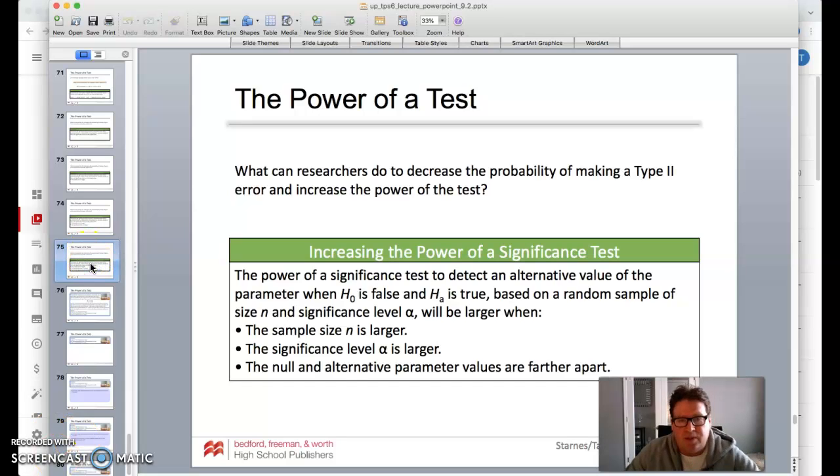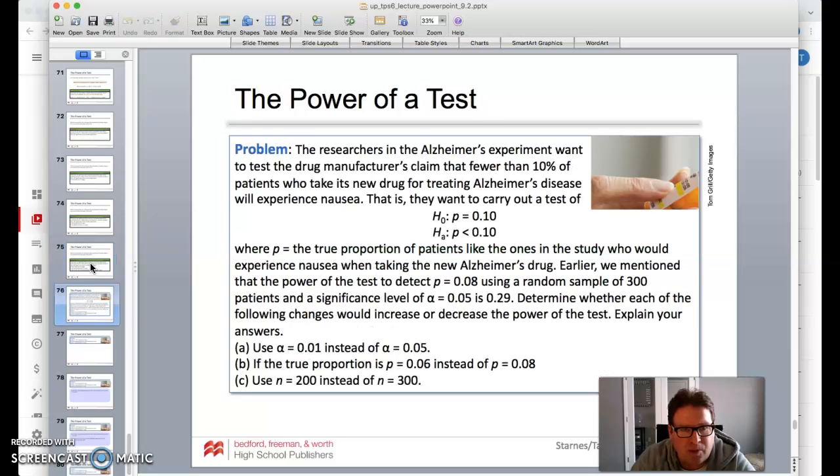All right. So that's how we can increase the power: by making the sample size larger, making the significance level larger, and making the null and alternative parameter values further apart. Okay, so let's talk about that power of a test.